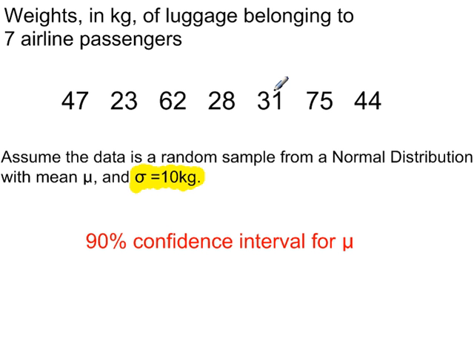for luggage belonging to 7 airline passengers, and we can assume that this data is a random sample from the population, and the population is normally distributed with an unknown mean, which we're going to estimate using the confidence interval, and where the population standard deviation is known, and it's 10 kilograms. We're going to work out a 90% confidence interval for the population mean.